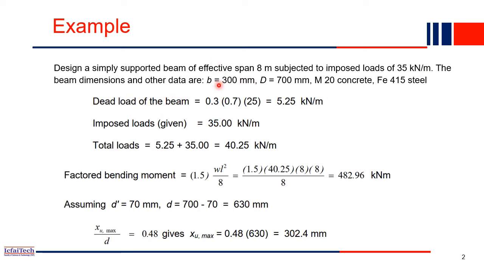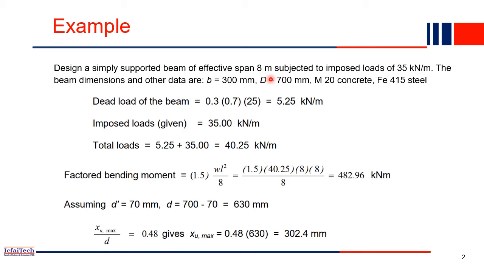See, B is already given to us. B normally is the width of the beam. The width of the beam normally depends on the architectural aspect, meaning what the width of the wall is, and all these things determine the B. That is B. And what is D? D is the capital D, the overall depth, right?